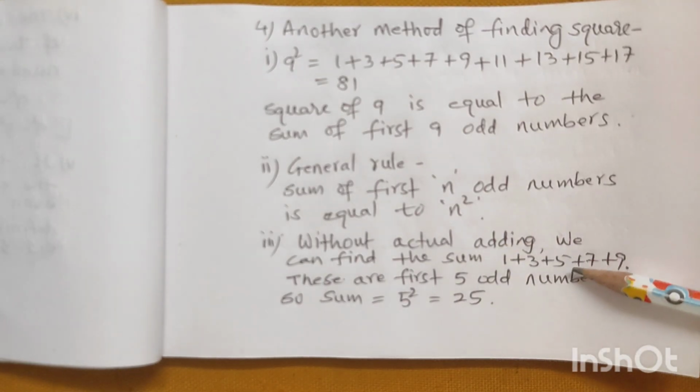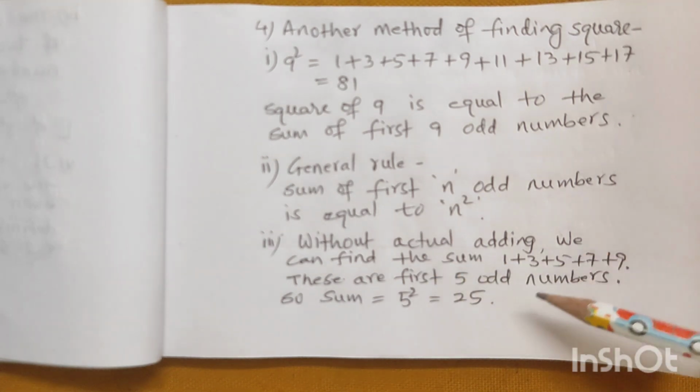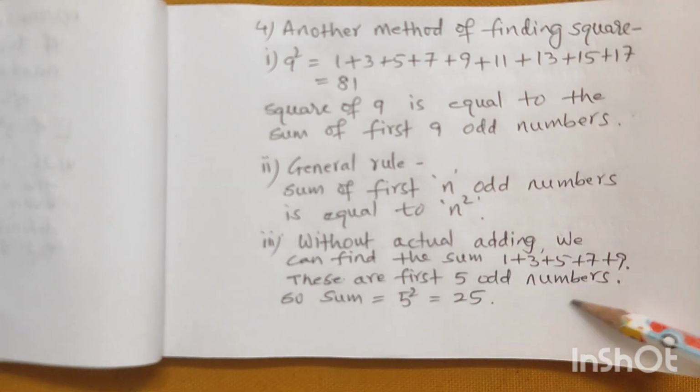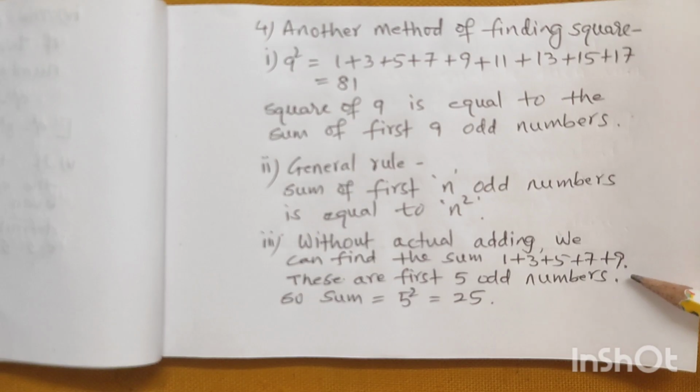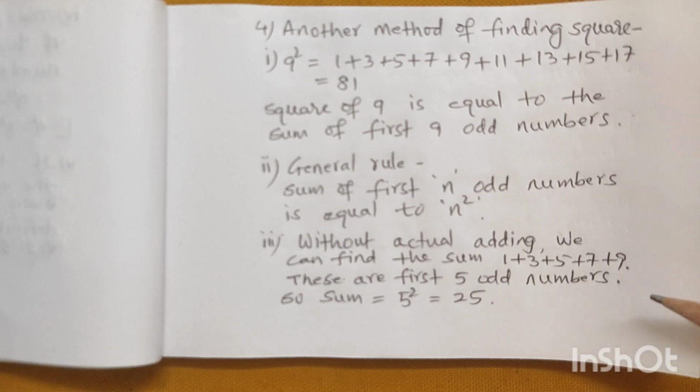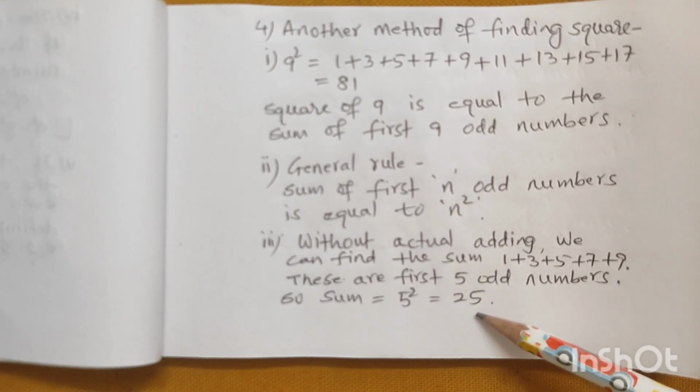See, we have another example here. Without actual adding, we can find the sum of 1 plus 3 plus 5 plus 7 plus 9. We see here these are the first 5 odd numbers. That means this will be equal to 5 square, which we know as 25.